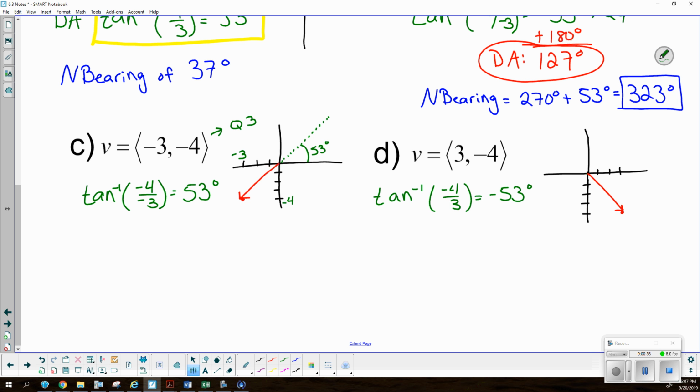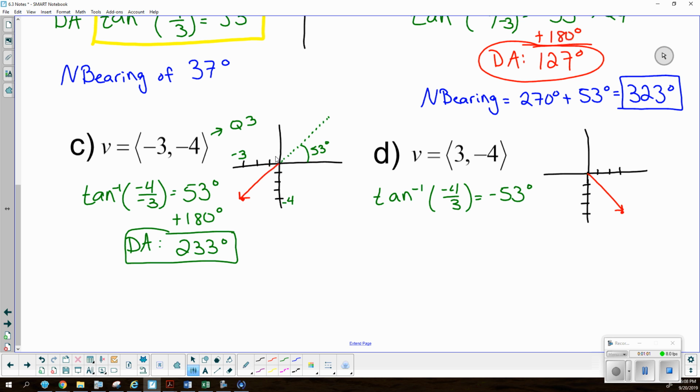So how are we going to get the real direction angle? We need to add 180 degrees to get from 53 degrees to the third quadrant, and that is 233 degrees is the direction angle.